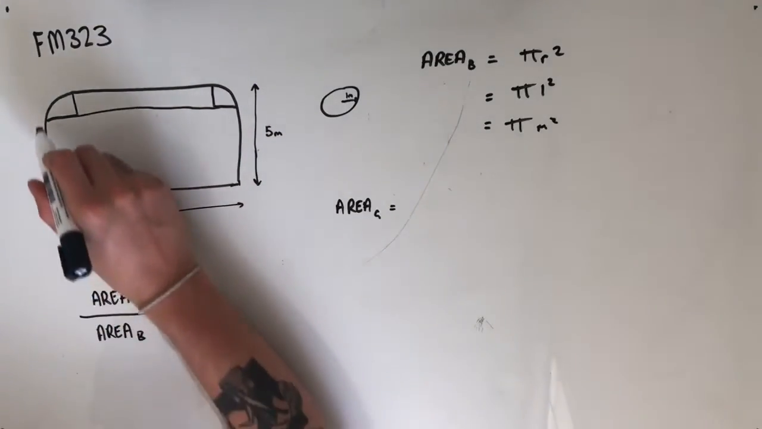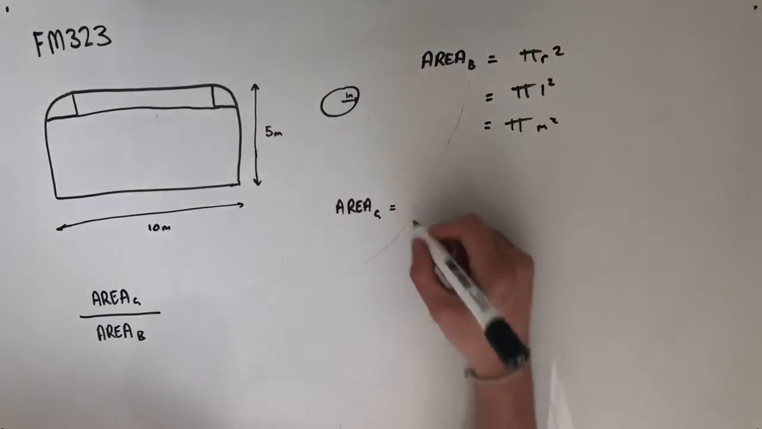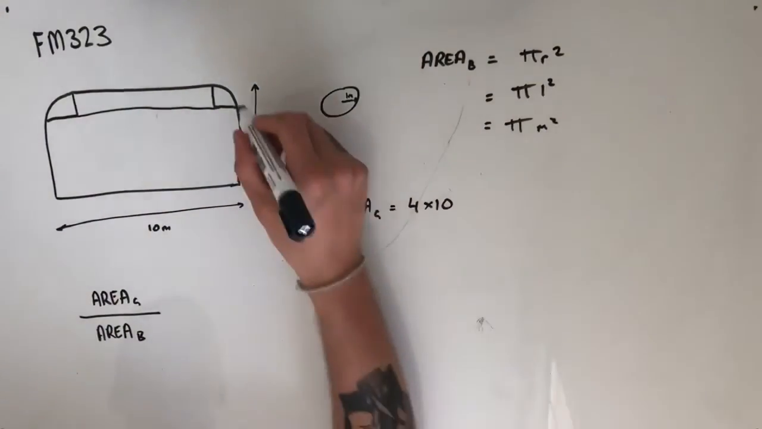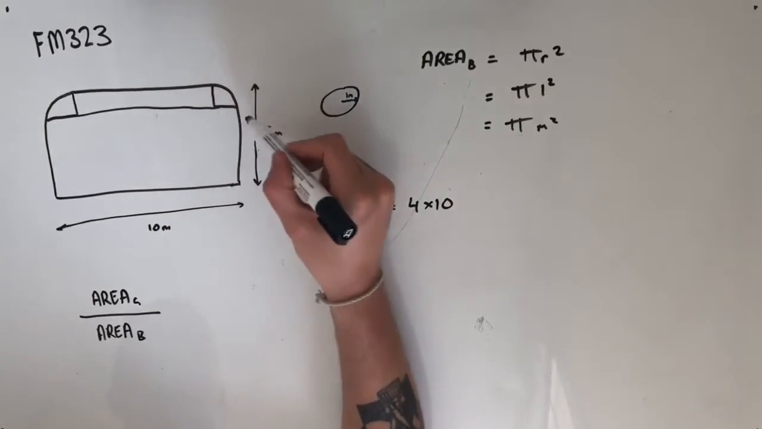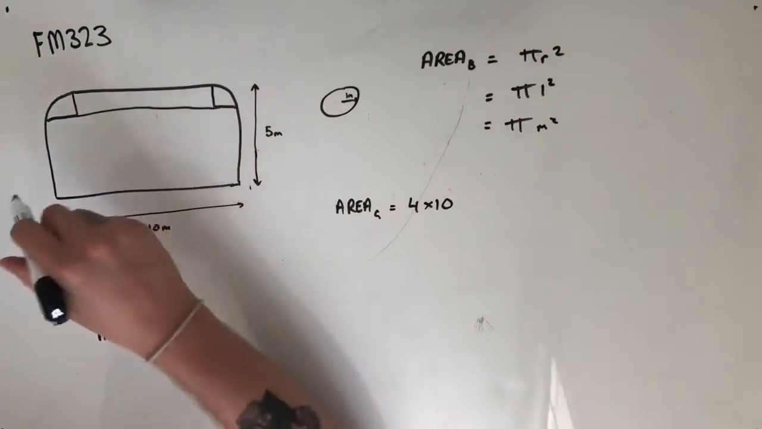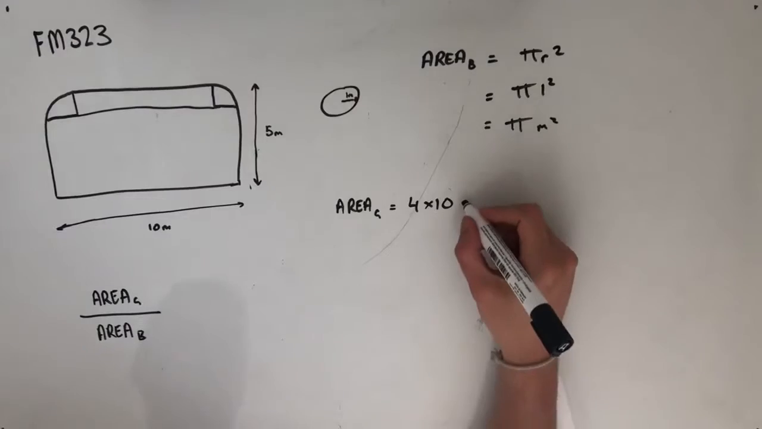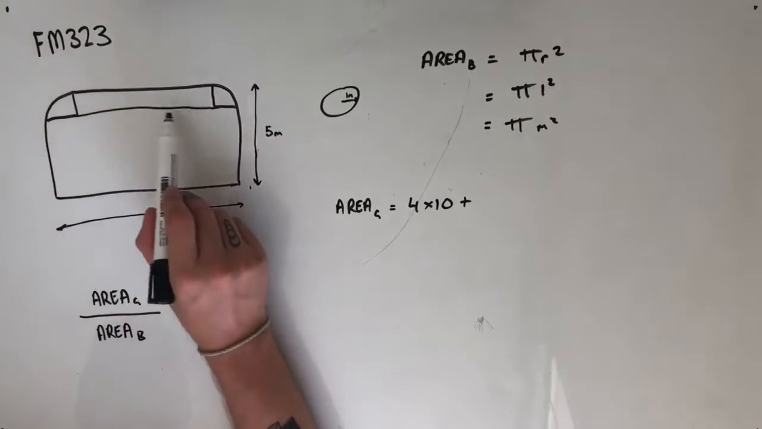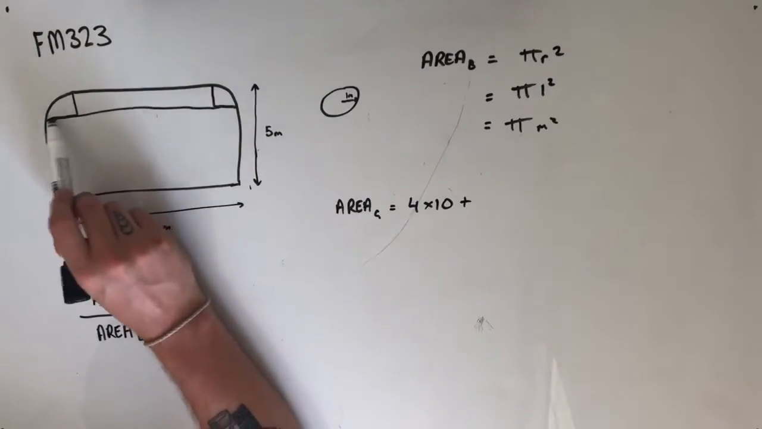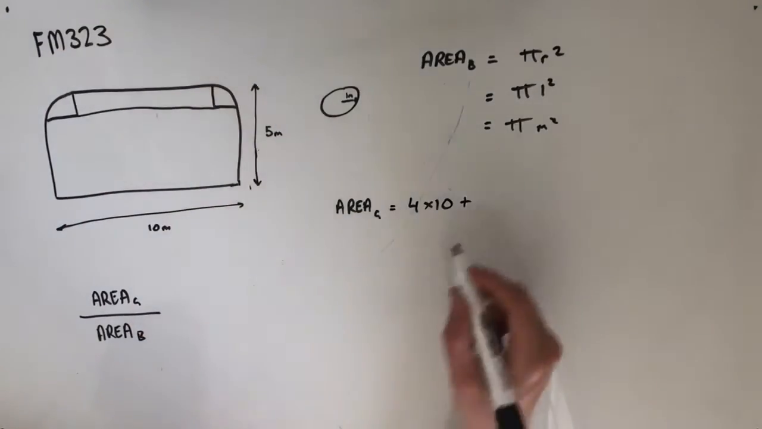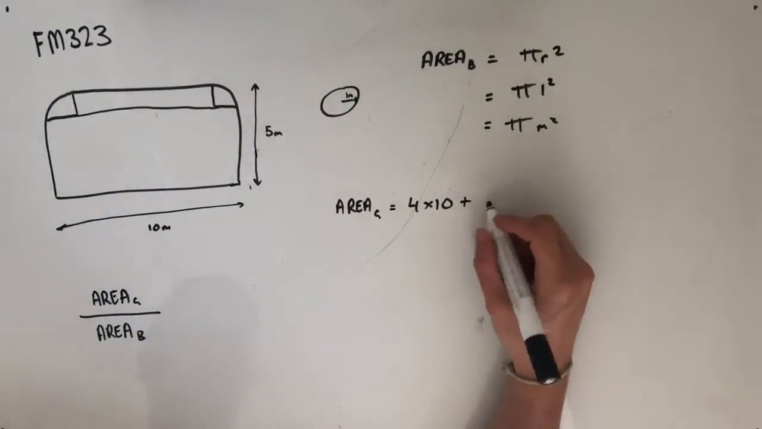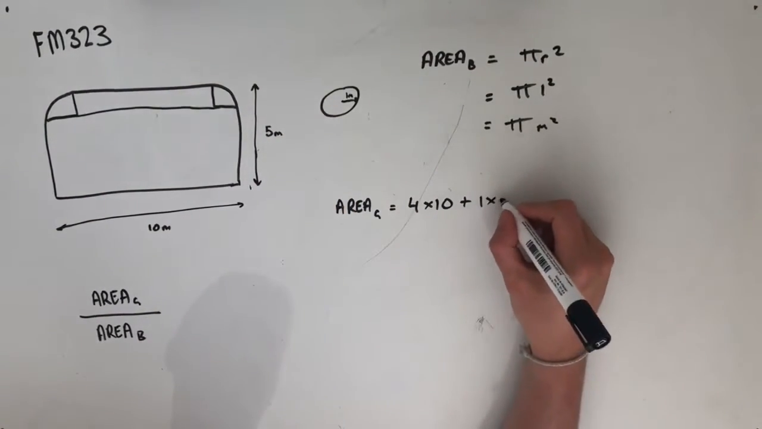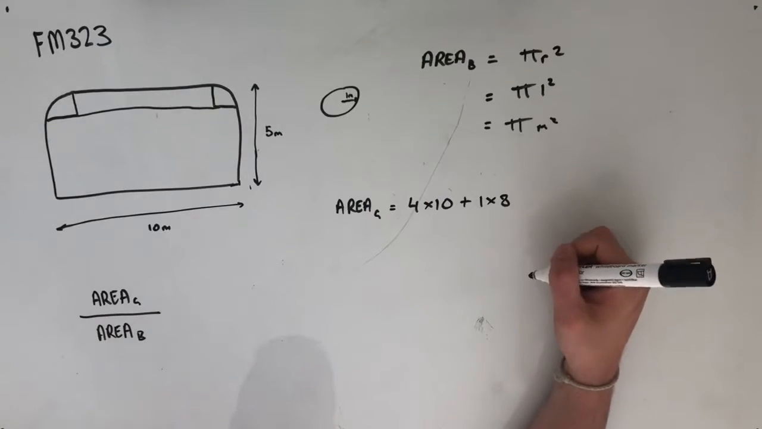So we've got a rectangle here that is going to be 4 by 10. So taking off 1 meter at the top there, we're left with 4 meters by 10 meters to make that big rectangle. To get the smaller rectangle, this is going to be 8 meters because we've got 1 meter and 1 meter. So this one is going to be 1 by 8 to get the area of that smaller rectangle.